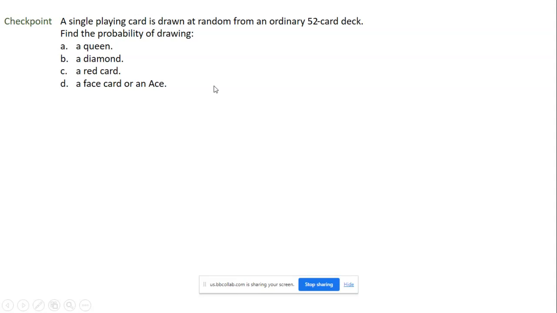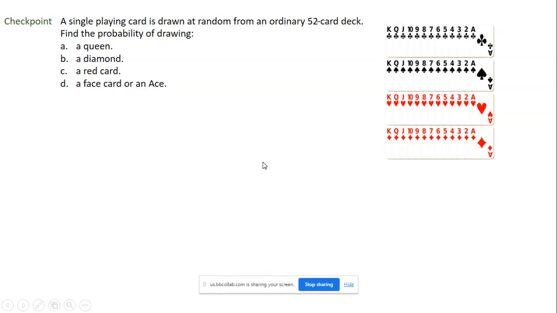Find the probability of drawing a queen. So a queen is part of my four suits. There's a queen of hearts, there's a queen of diamonds, there's a queen of spades, and then there's a queen of clovers. So there's four queens. So for my event A, oh great, he showed an example, right? So if you see here, I have four queens, and they're the ones that are Q.